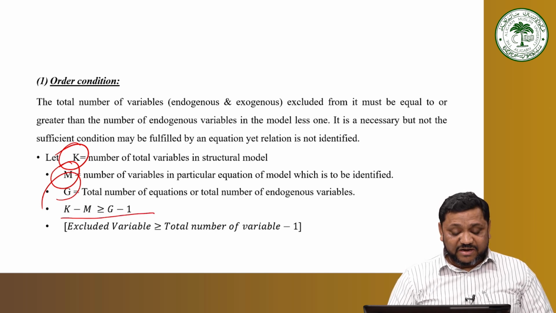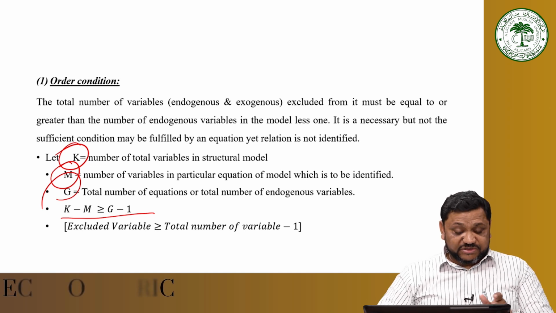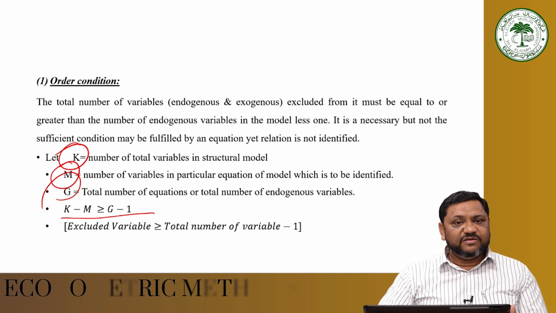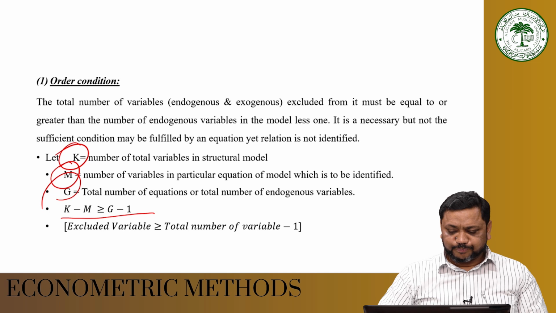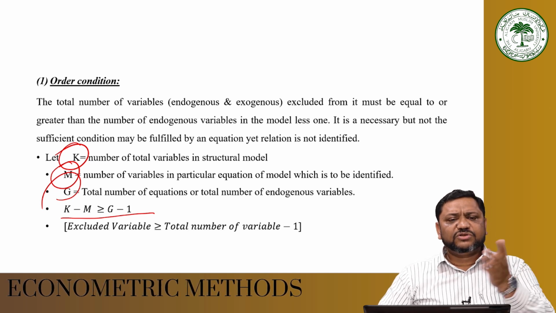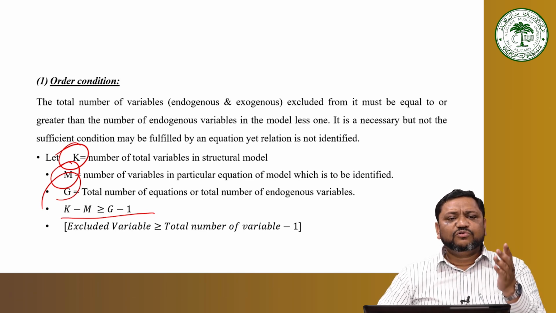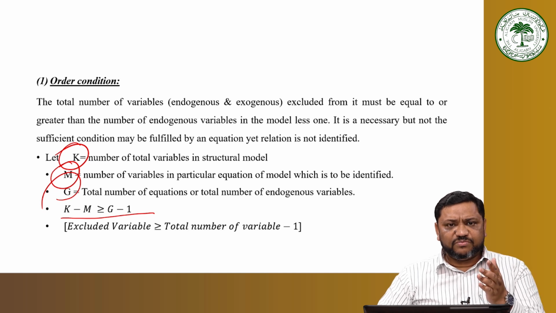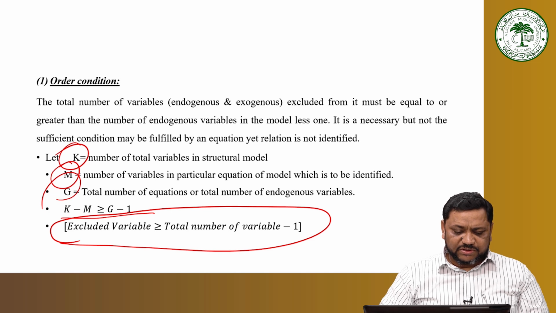It should be greater than or equal to G minus 1. That is, the excluded variables should be at least equal to the total number of equations minus 1. If it is equal, then it is just identified. If it is greater, then we call it over identified. The order condition is that the total number of variables, endogenous or exogenous, excluded from the equation must be equal to or greater than the number of endogenous variables in the model less 1. This is it in simple terms.